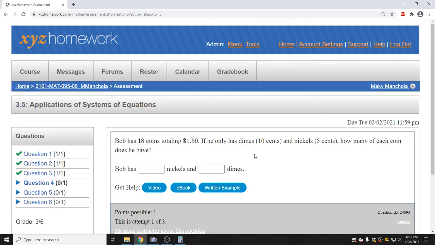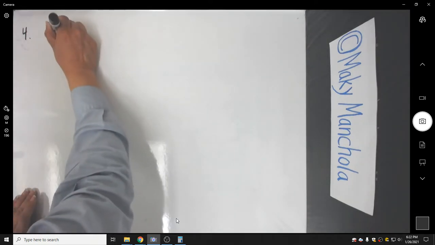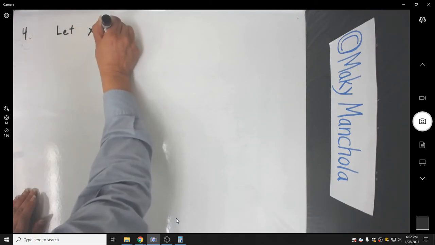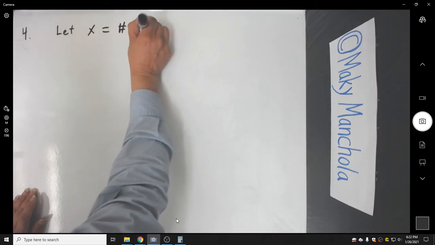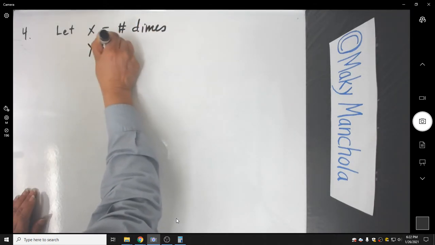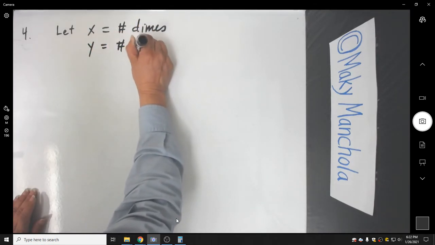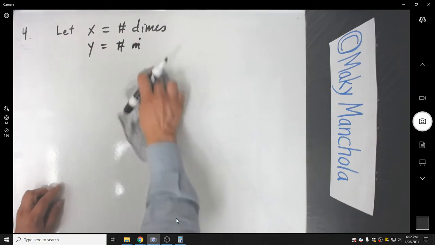Okay, so we're looking for how many of each of these coins there are. So let's do the following. Let's let X be the number of dimes and Y be the number of nickels. So let X equal the number of dimes, Y be the number of nickels.